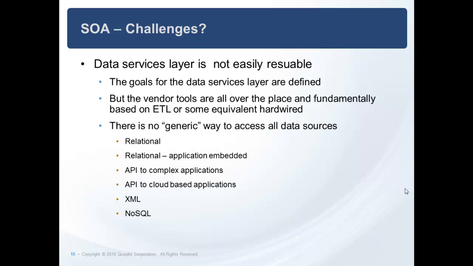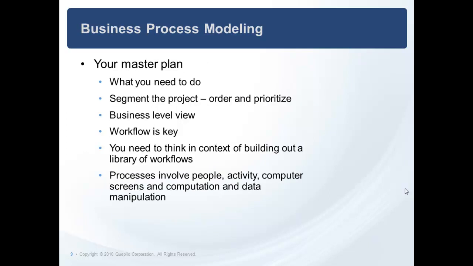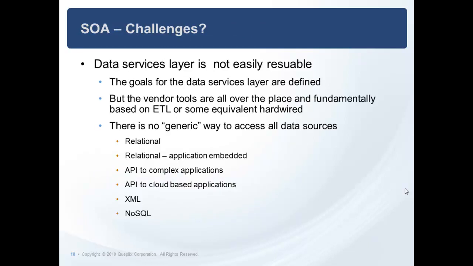You have relational sources, you have application embedded, you have API driven, whether cloud or legacy. You have XML sources, NoSQL sources. But yet, at the business user level, if you go back to this slide, business users think about business processes and generic access to data. They want business objects. Down here at this level, we're encumbered by all of the technology soup that gets in the way of access to those business objects.